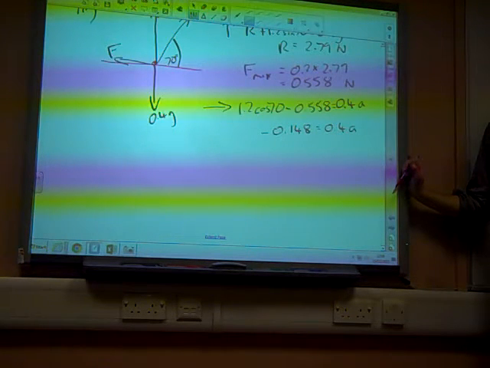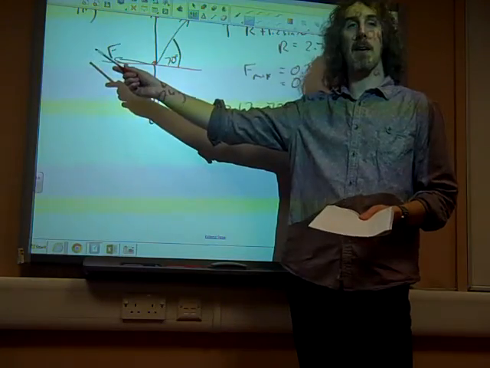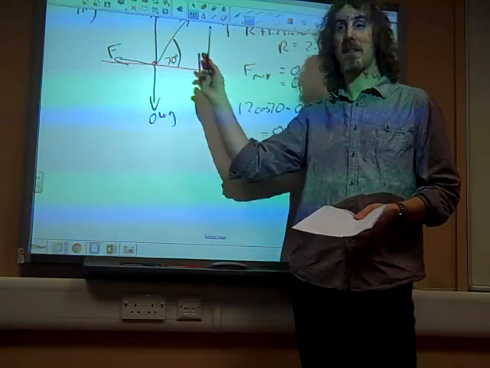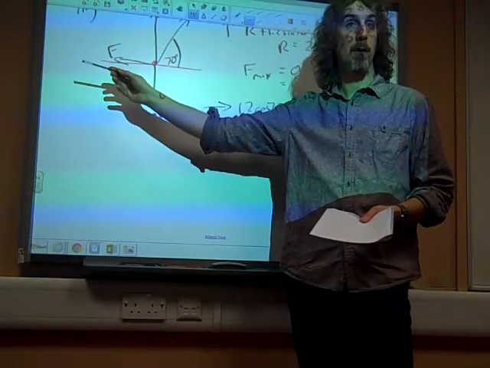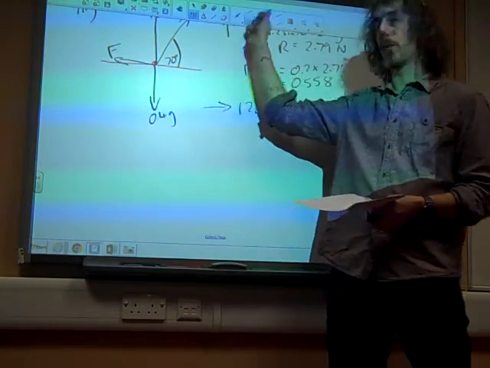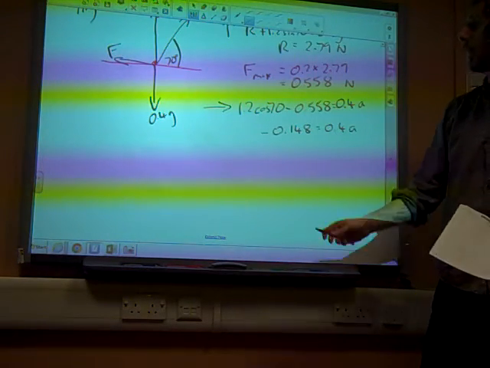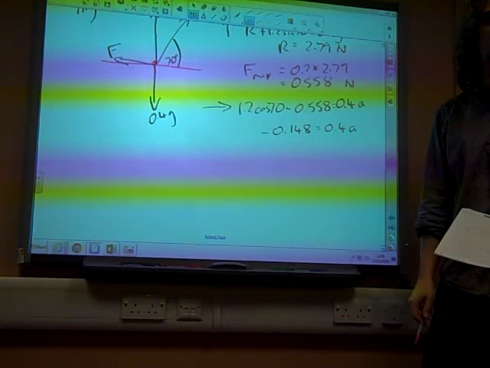Because logically, what would that mean? That would mean that it was going in that direction, and it was accelerating in that direction because the frictional force is pulling it in that direction. That's more than the force coming in that direction. And that's nonsense, isn't it? This was the maximum value that friction could take.